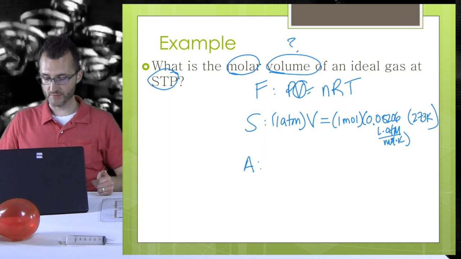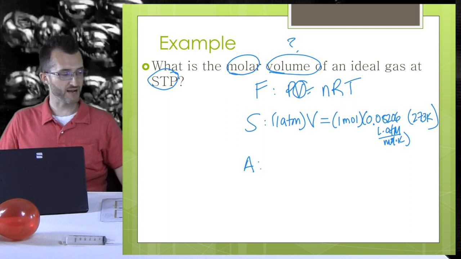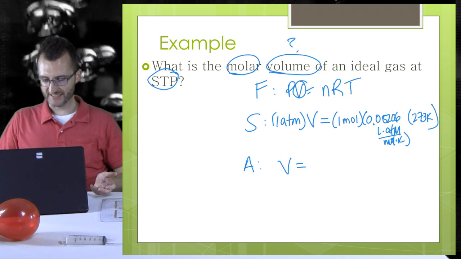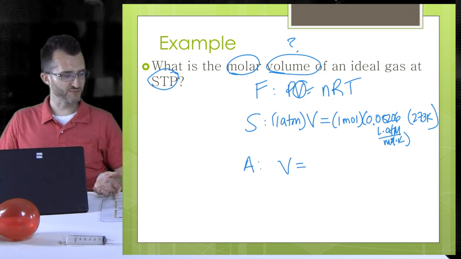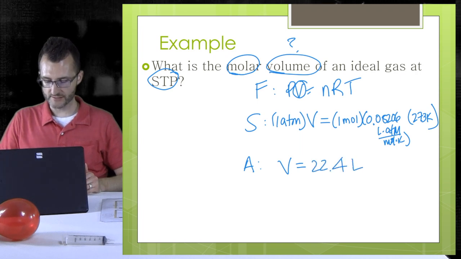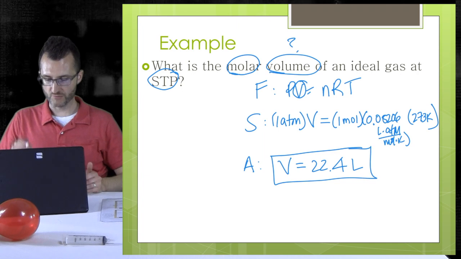Awesome. So now I just have to multiply everything on the right. Well, I'm just dividing by 1 at the end. And I guess there aren't really any sig figs, no measurements. I guess I'll just take it out to 3. So volume is 22.4 liters. That is the volume of 1 mole of an ideal gas at STP.